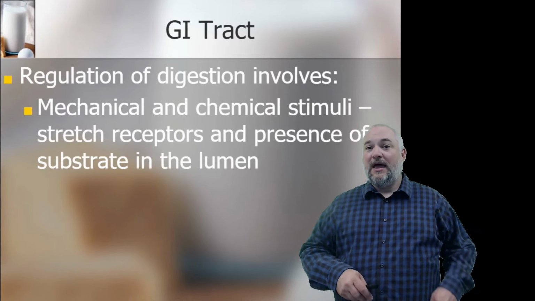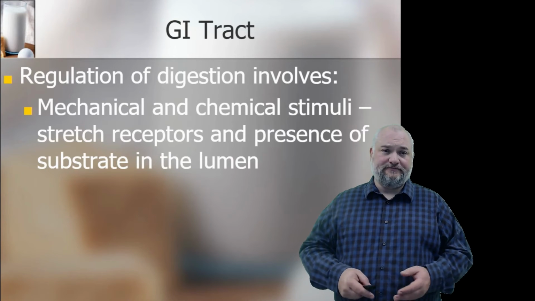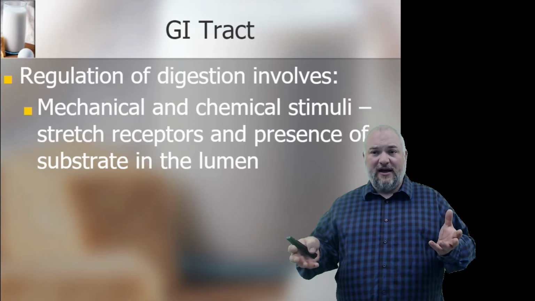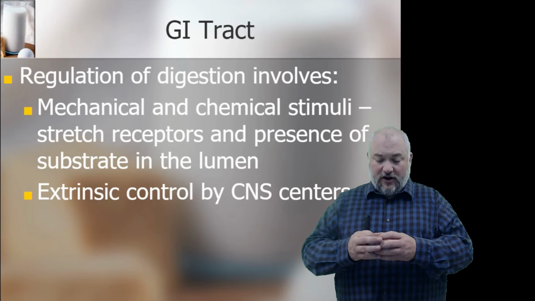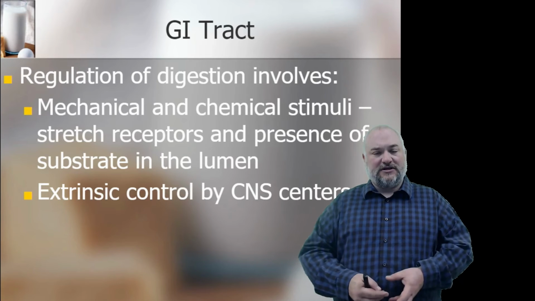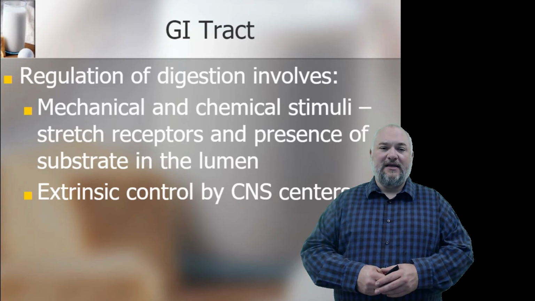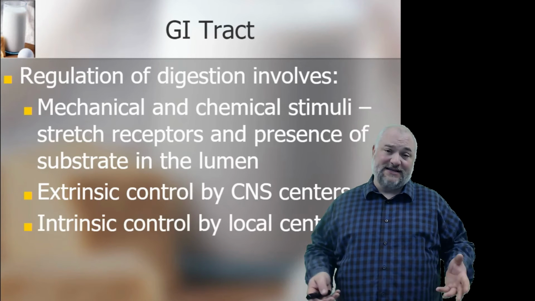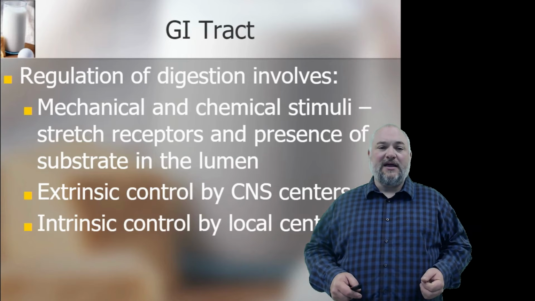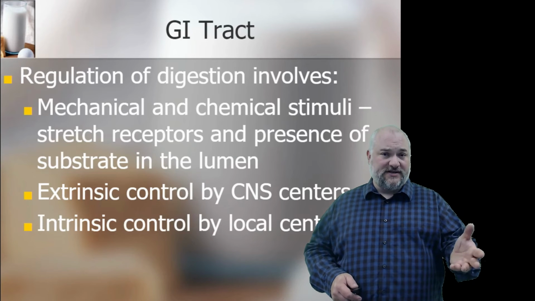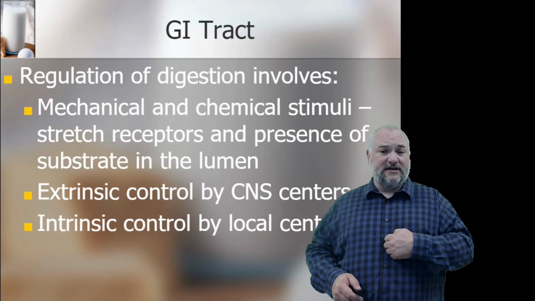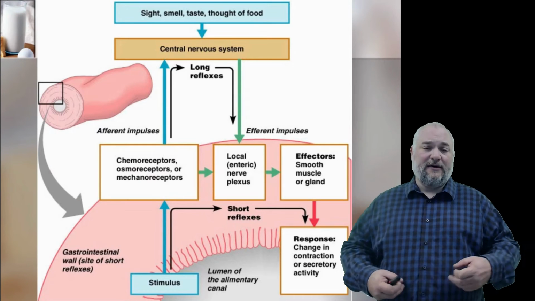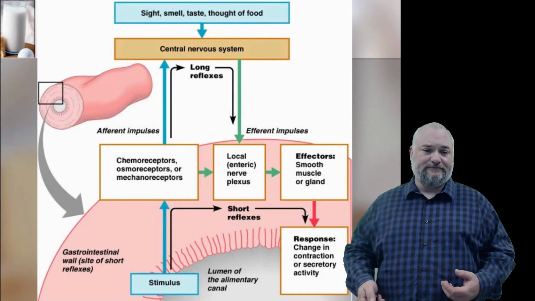All right, so how do we regulate digestion? There are both mechanical and chemical stimuli. Mechanical stimuli are things like stretch receptors that determine that, oh yeah, there's something in the lumen, something in the stomach or something in that part of the small intestine. And then of course we have chemical receptors that determine what it is that's in there, what the pH of things are. And that can be controlled extrinsically by the central nervous system, the brain and spinal cord, or intrinsically by local nerve plexuses. There are local aggregations of nerves in the digestive tract itself.